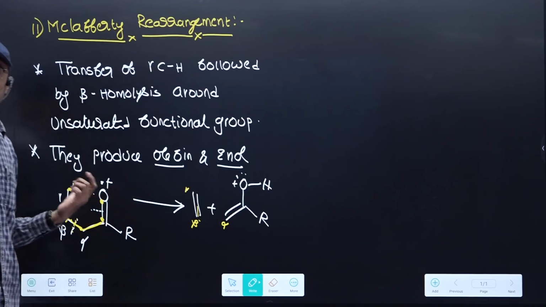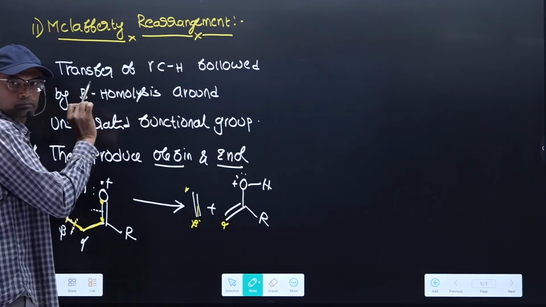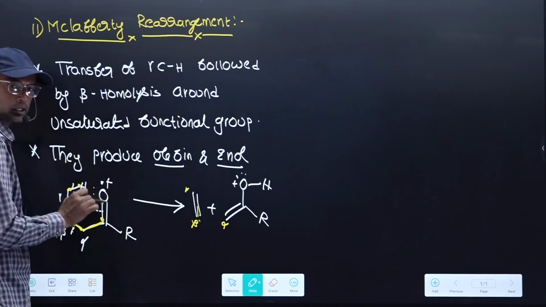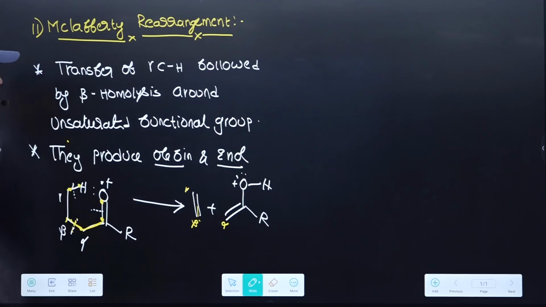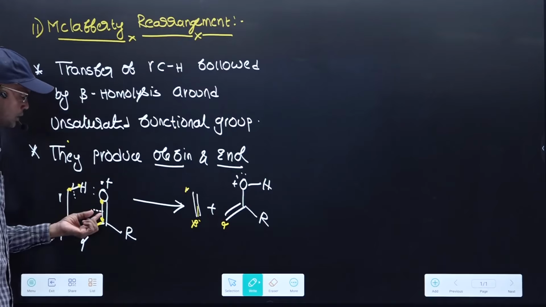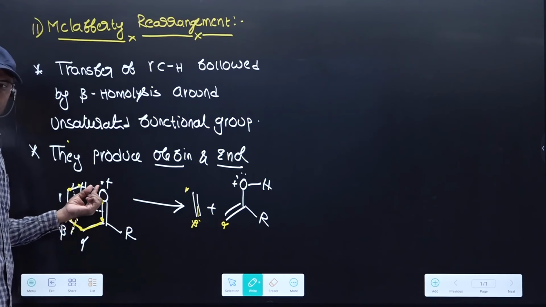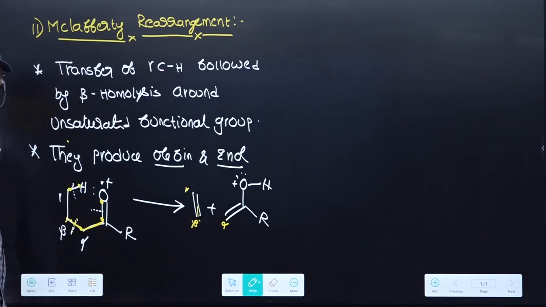This is called McLafferty. This is possible only for a molecule having at least one gamma hydrogen. If gamma hydrogen is not there, or if the unsaturation is not there, McLafferty is not possible. Clear? Right. Most commonly, McLafferty fragmentation is the base peak for maximum molecules. If molecules carry unsaturation, this fragmentation becomes the base peak. Is it an odd electron ion or even electron ion? Odd electron ion. Now see, this is neutral, and this is an odd-electron radical cation.